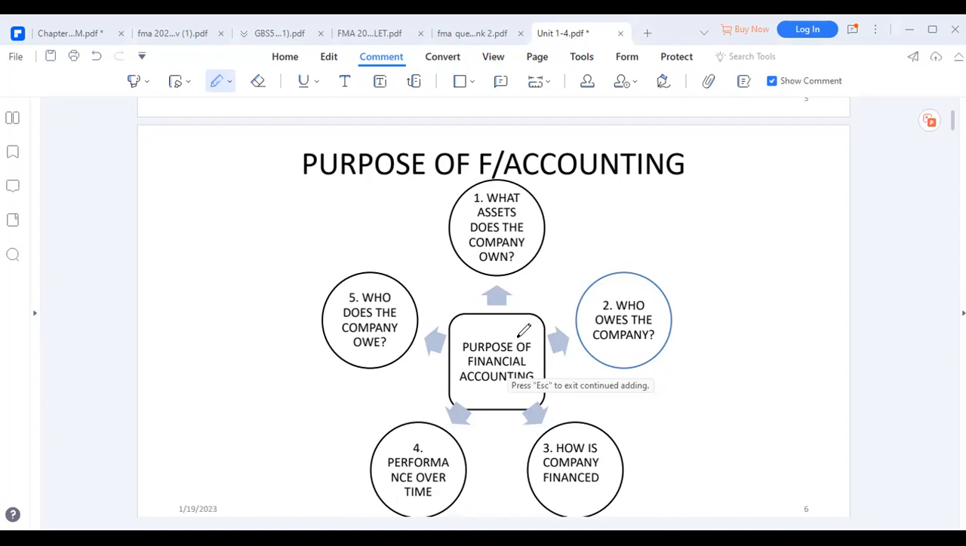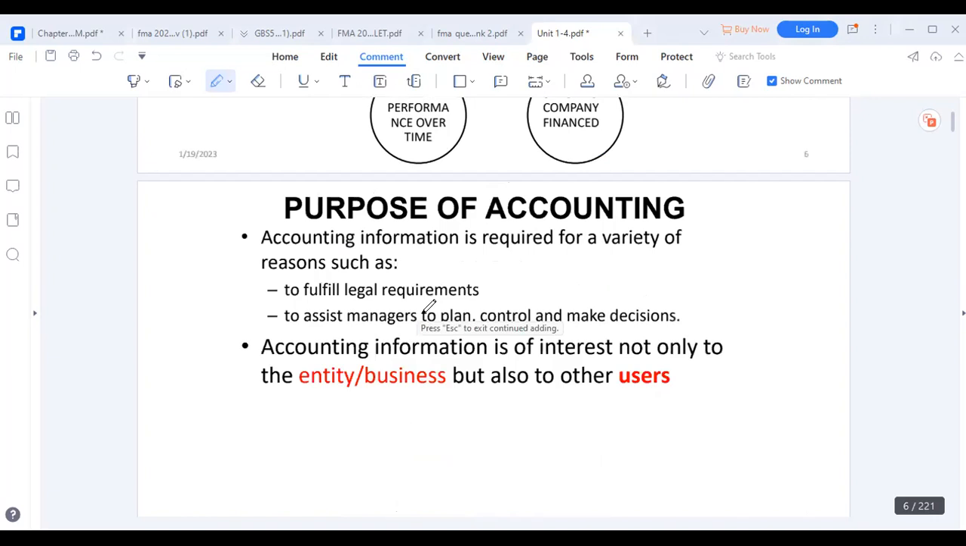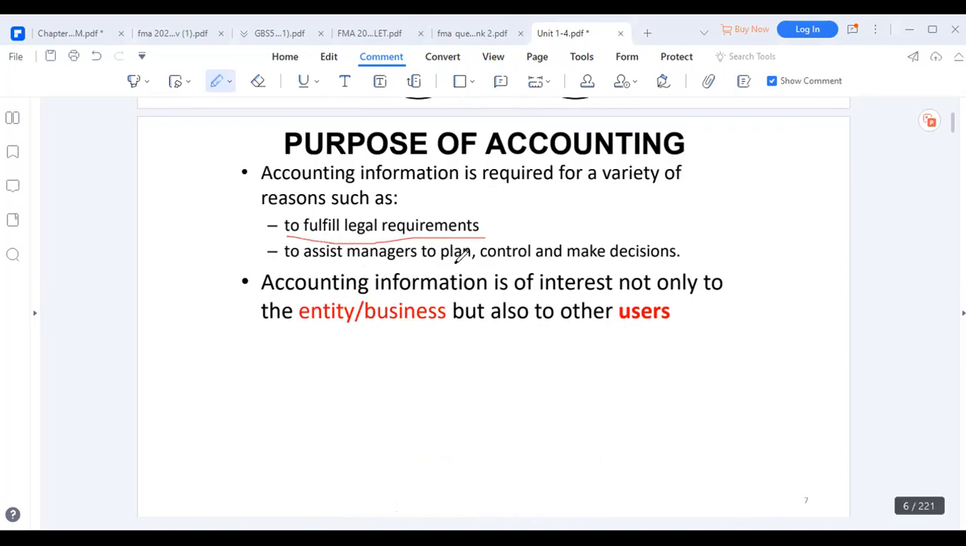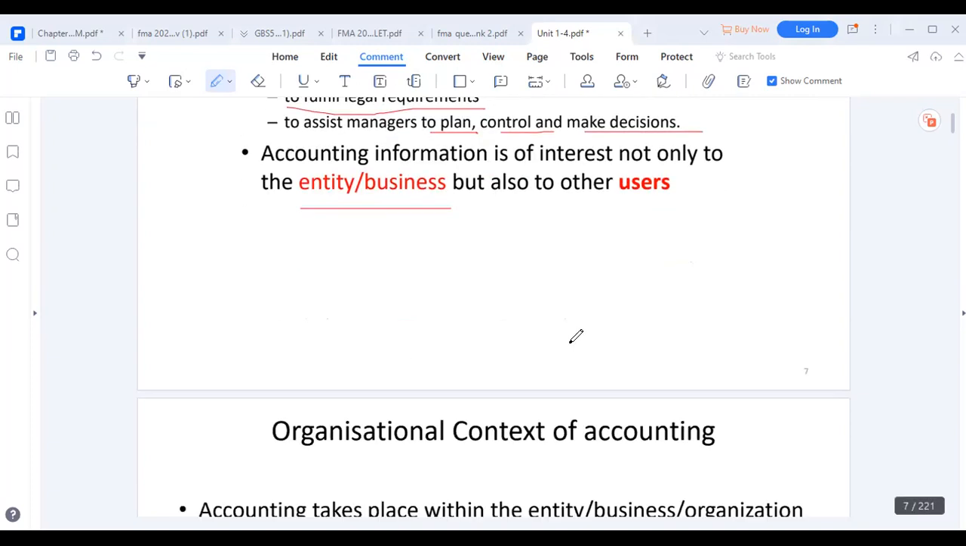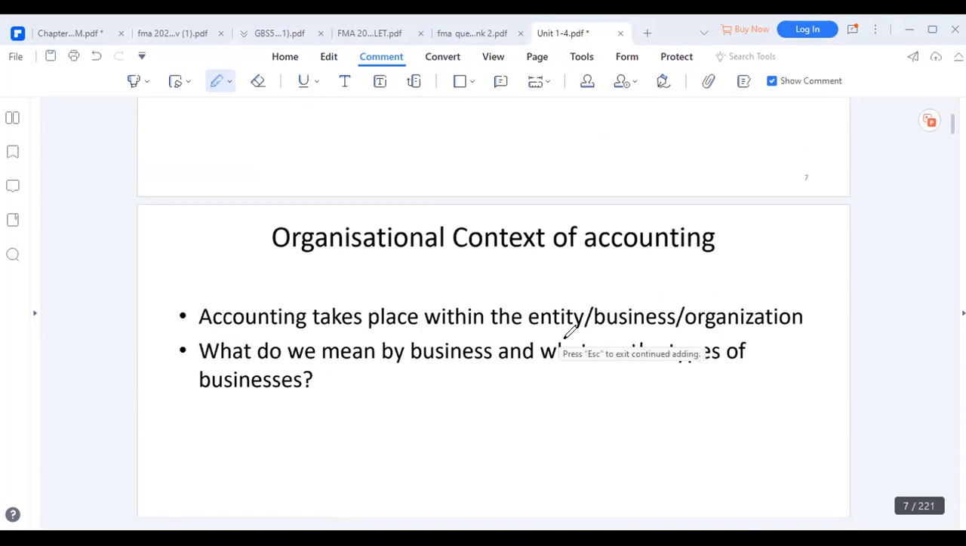So we have the purpose of accounting. Accounting information is required for a variety of reasons, such as the fulfillment of legal requirements. We also look at how it assists managers to plan, control, and make decisions. Then accounting information is of interest not only to the entity and business, but also to other users. Of course, we are going to look at the users of financial accounting. There are a number of users of financial accounting that we can actually look at.